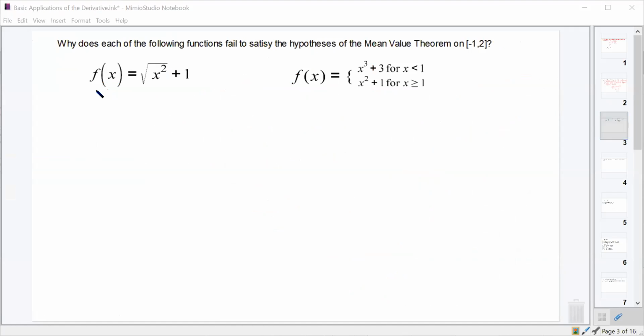All right, let's talk about these two functions on the interval from -1 to 2. And neither of these will satisfy the hypotheses of the mean value theorem. And so I'd like you guys to take a quick look at that and figure out why they don't satisfy the hypotheses of the mean value theorem on -1 to 2.